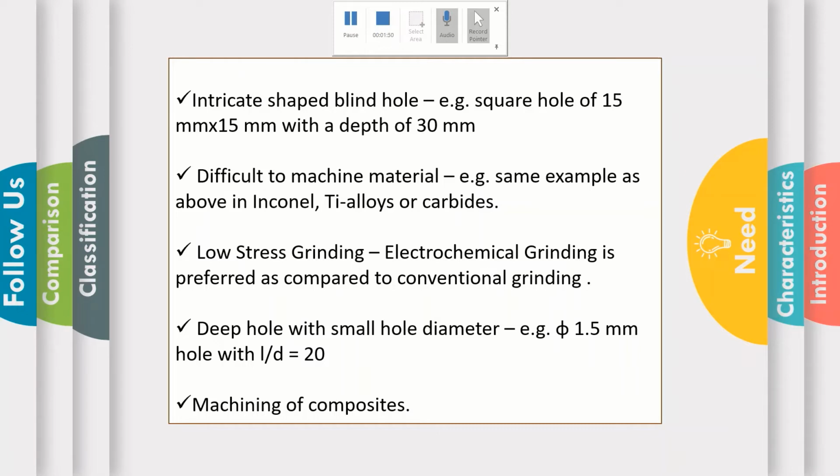And last, if you want to go for the machining of composites, then we need non-traditional machining. Now this is about the need for non-traditional machining. Now we'll see what are the types of this non-traditional or unconventional machining, that is, classification.